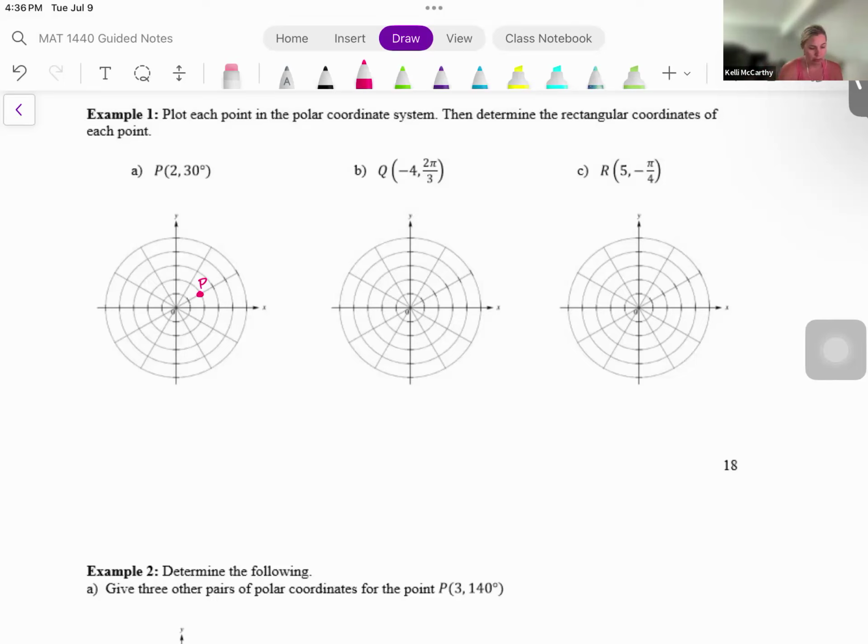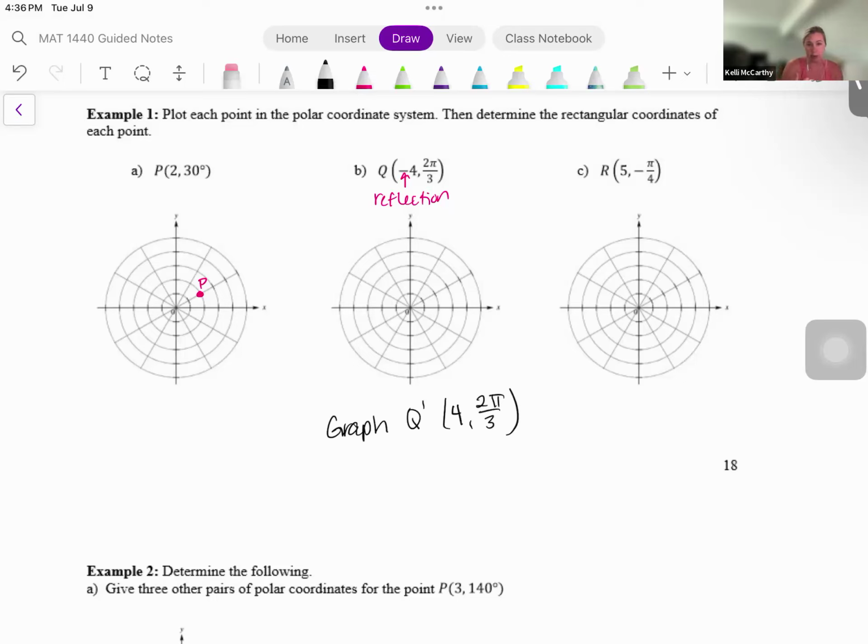Q is the ordered pair (-4, 2 pi over 3). So now they're saying that the radius is -4, but we know radius is a length, it cannot be negative. So what that negative implies is a reflection. So what we're going to do here is we're going to start by graphing, I'm going to call it Q prime, and that's just going to be (+4, 2 pi over 3).